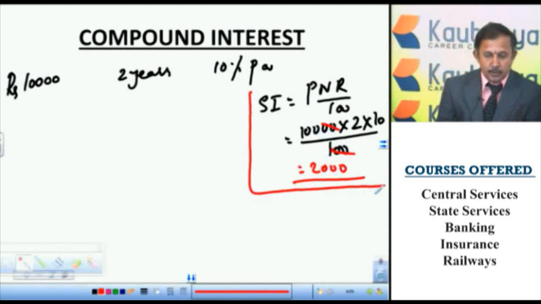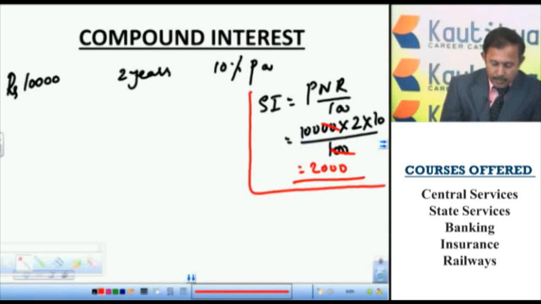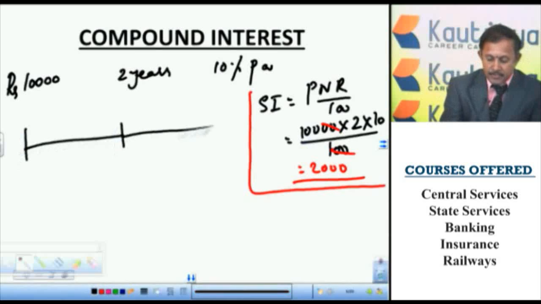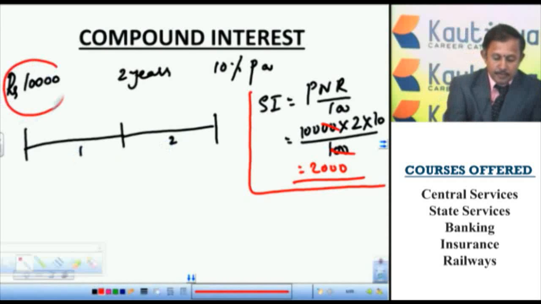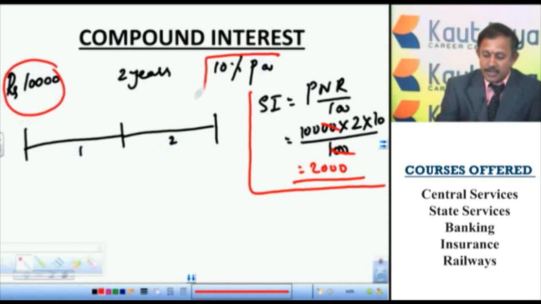By applying the formula, simple interest is obtained as PNR by 100, that is 2,000 rupees. Without entering into this formula, we can have a general discussion. Here the time period is given as 2 years. This is the first year and this is the second year. The principal is 10,000 rupees and the rate of interest is 10% per annum.